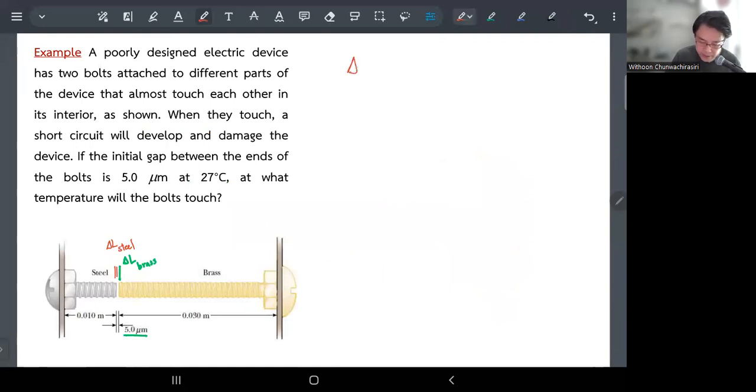The length change of the steel, just the length, right? You just care about the length. You don't care about the other dimensions, so you can use just the single dimension expression over here. Plus the change of length from the brass is going to be exactly equal to the gap size. And you are done. That's how it is. All right, I'll do one more step over here.